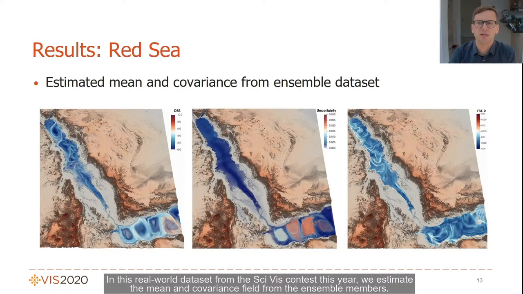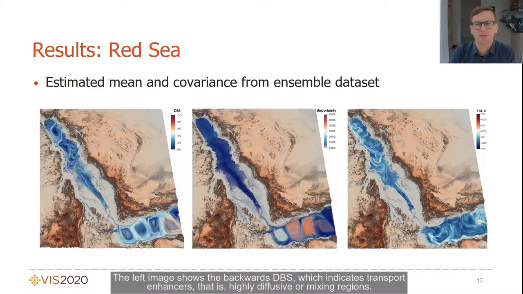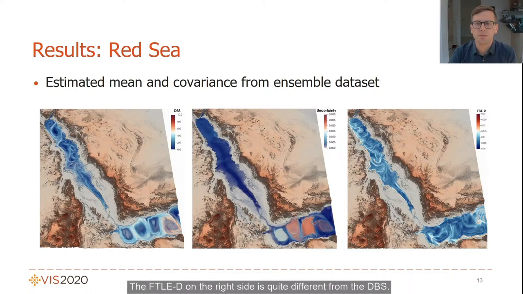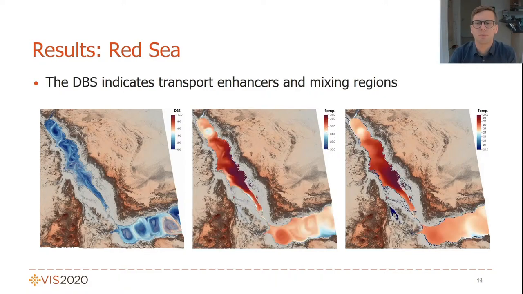In this real-world dataset from the SciVis contest this year, we estimate the mean and covariance field from the ensemble members. The left image shows the backward DBS, which indicates transport enhancers, that is, highly diffusive or mixing regions. The middle image shows the transport uncertainty, which is apparently really high in the lower right part, the Gulf of Aden. The FTLE on the right side is quite different from the DBS. In particular, the Gulf of Aden on the lower right shows very different structures.